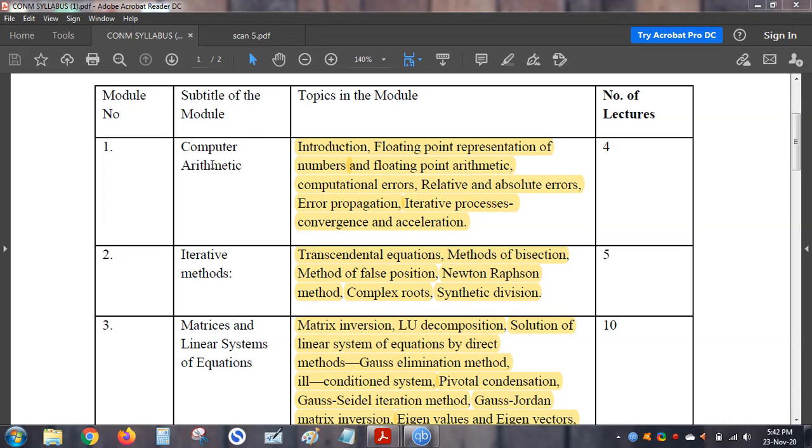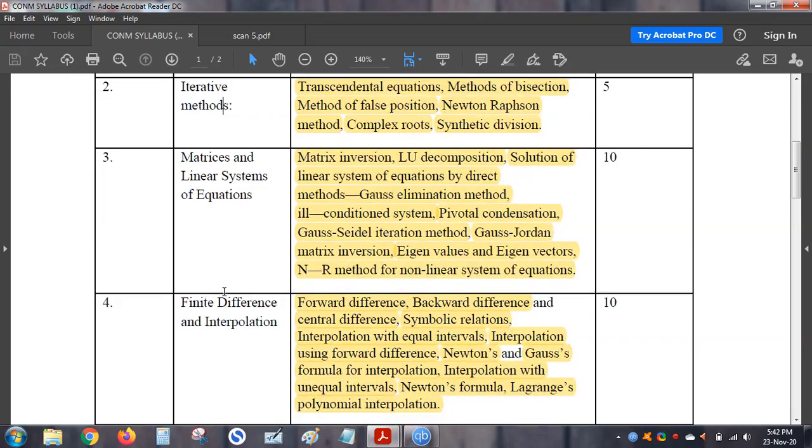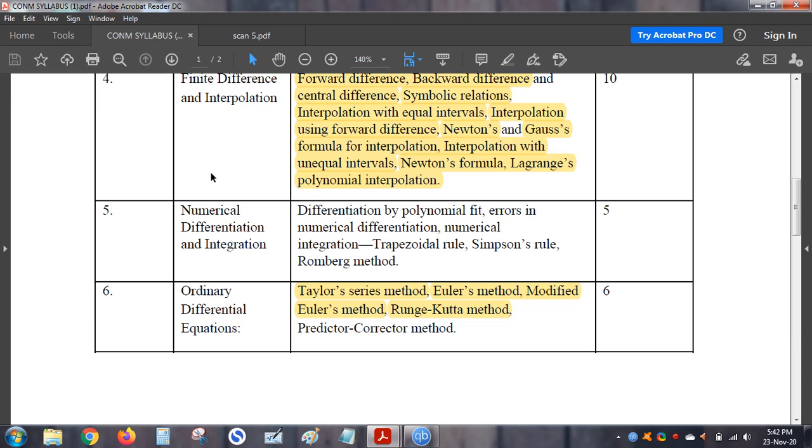Till now we have completed our module 1, module 2, module 3, module 4 and module 6. Today we will see module number 5, which is numerical differentiation and integration. In this we have the trapezoidal rule, the Simpson rules and other rules, with the help of which we are going to solve integration.